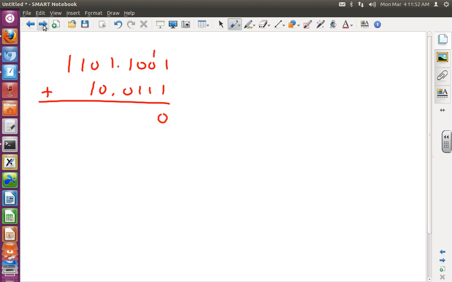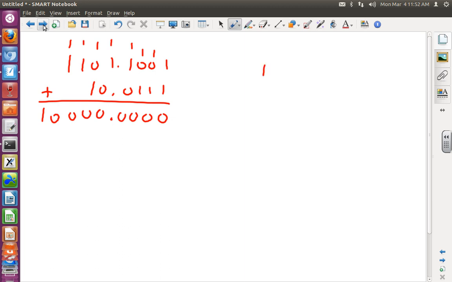10, carry 1. 1 and 1, 10, carry 1. Line up the decimals. 1 and 1, 10, carry 1. 1 and 1, 10, carry 1. This is boring. 1 and 1, 10, carry 1. 1 and 1, 10. Amazing. Did you get that? Yes. It's so familiar. This is the exact same question as in the last step.